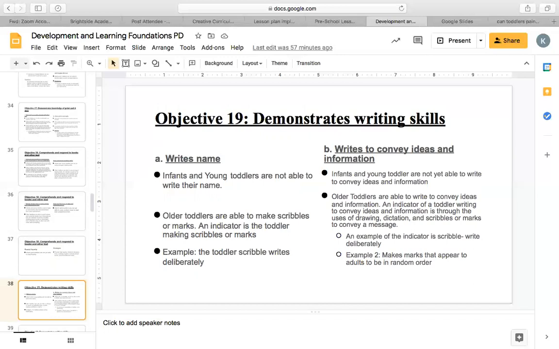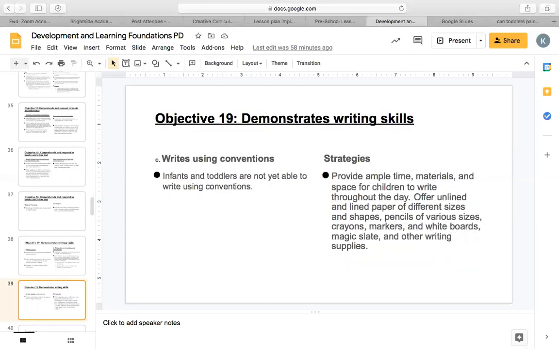Writes to convey ideas and information. Infants and young toddlers are not yet able to write to convey ideas and information. Older toddlers are able to write to convey ideas and information. An example of the indicator is scribble writing deliberately. Writes using conventions. Infants and toddlers are not yet able to write using conventions. Strategies: provide ample time, materials, and space for children to write throughout the day.